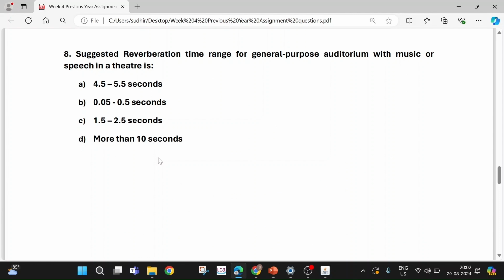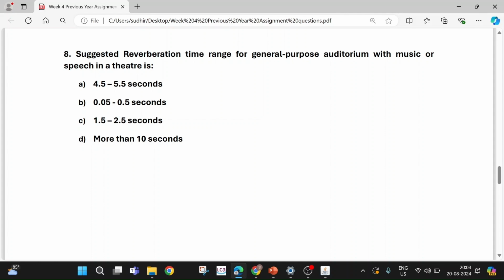So here is question number 8. The suggested reverberation time for a general purpose auditorium with music or speech in a theater is... C. Earlier we have discussed the classroom, so that portion is important in this year's assignment. Also some sample paper questions I have discussed, and here it is asking about the suggested reverberation time. 1.5 to 2.5. So C. 1.5 to 2.5 seconds is the right answer for a general purpose auditorium.